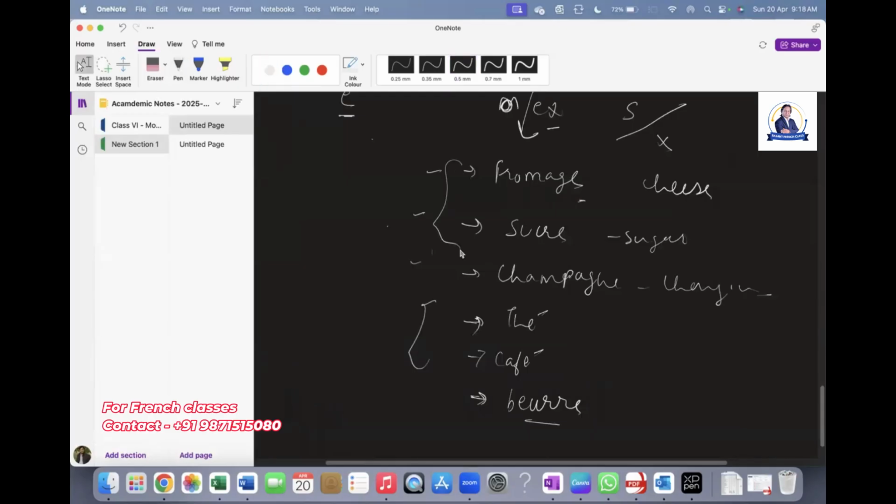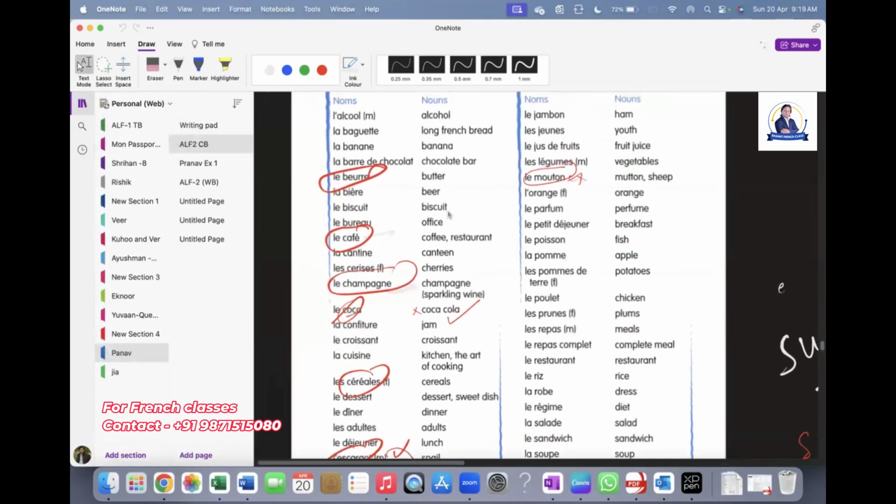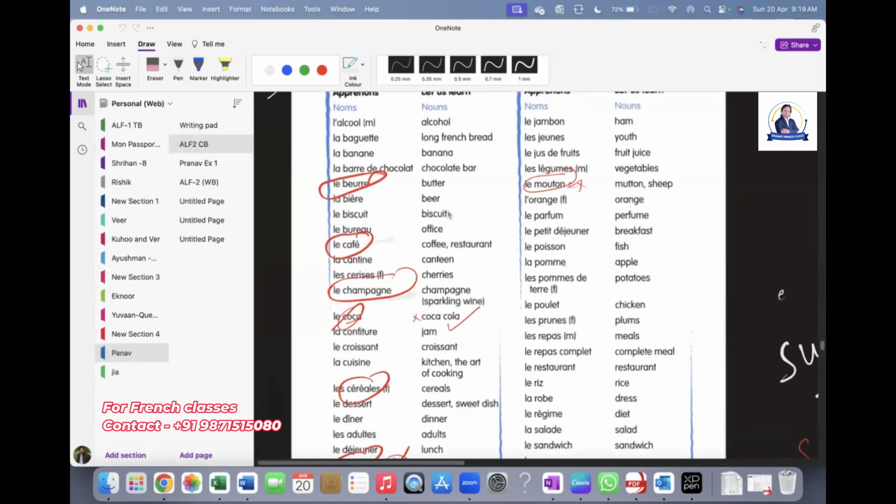The other 4 are much rarer. Okay, any questions so far, any doubts? Okay, so let's see the common food items that we have generally. These are the very, very commonly used food items.